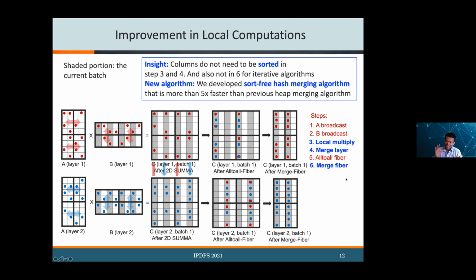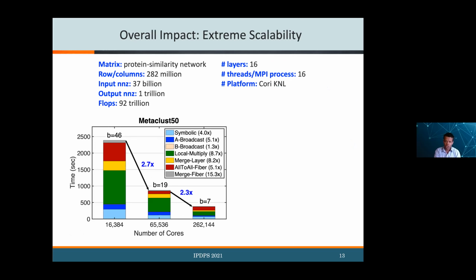How can we multiply matrices within limited memory? How can we integrate this approach with a communication avoiding algorithm? And how can we make computation faster? The overall impact of this is we can get extreme scalability. For example, here is the same matrix that we discussed earlier with 37 billion non-zeros. We could scale to 4,000 nodes of the Haswell supercomputer, and it scales nicely.